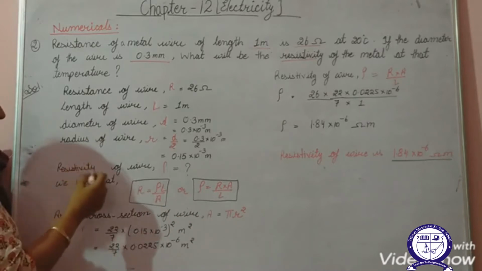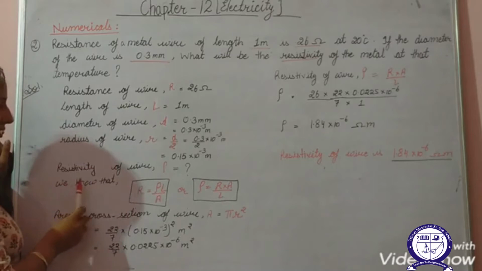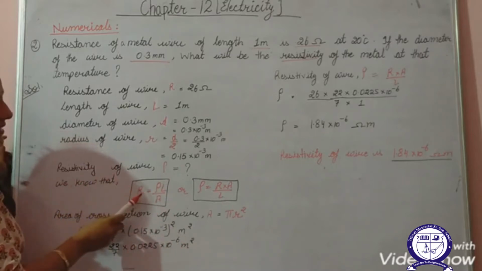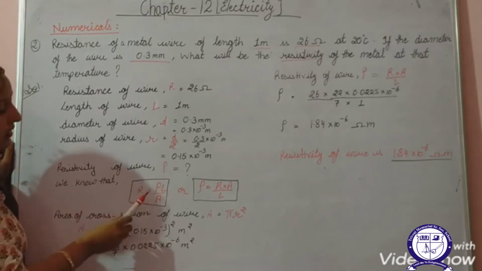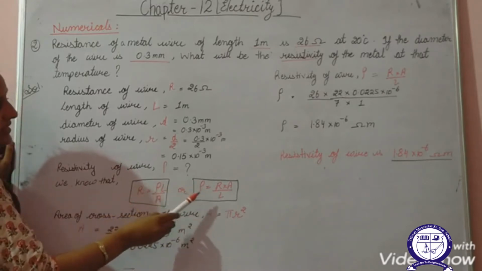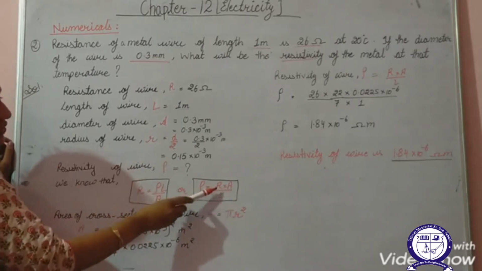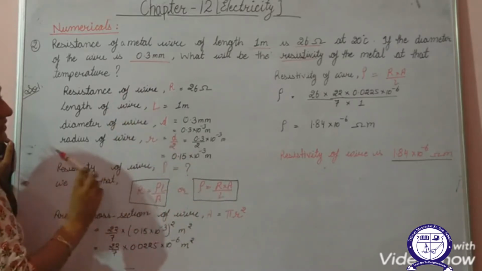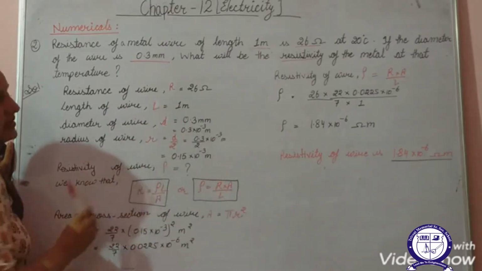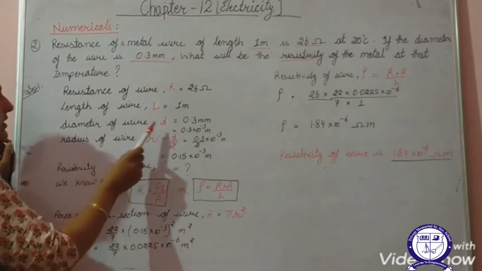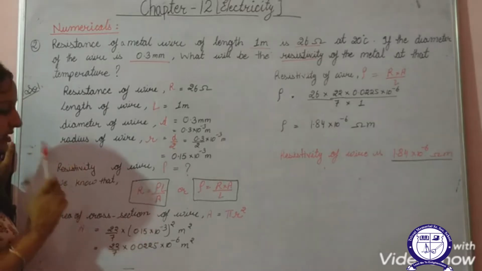Now here we have to calculate the resistivity of the wire. The formula for calculating the resistivity of a wire is R is equal to rho L by A. So we'll write this formula in terms of resistivity, that is resistivity is equal to R into A by L. Now if we compare this formula with our given data, R is given and L is given, but area is not given. Instead of area, they have given the value of diameter. So first of all, we'll calculate the value of area.